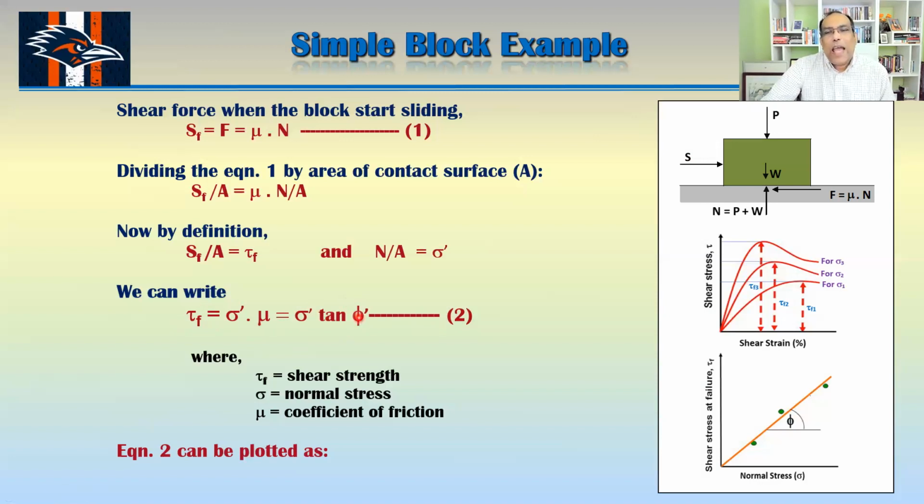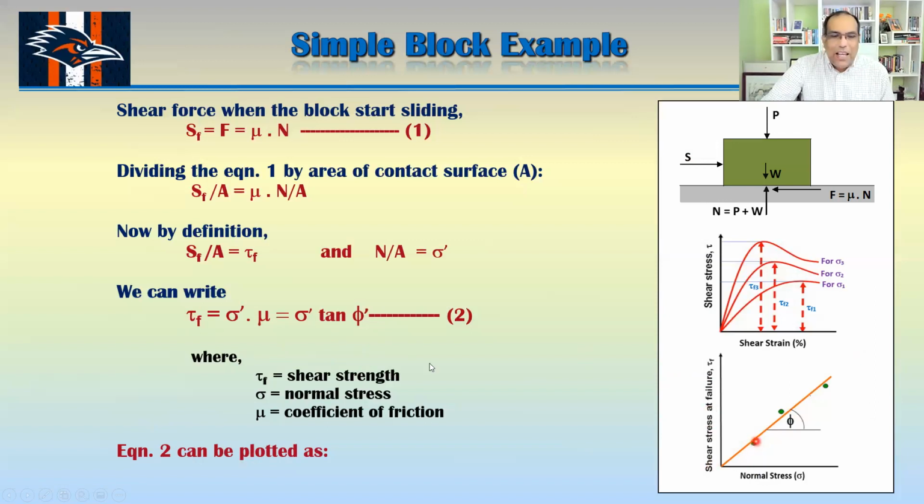Now, if you have cohesion between soil, because we didn't consider that one here, then basically we will get another term here, which is sigma prime tan phi plus C. C is the cohesion. Okay. Anyway, we just try to plot that equation here, and if you see, this is your sigma and this is your tau f.